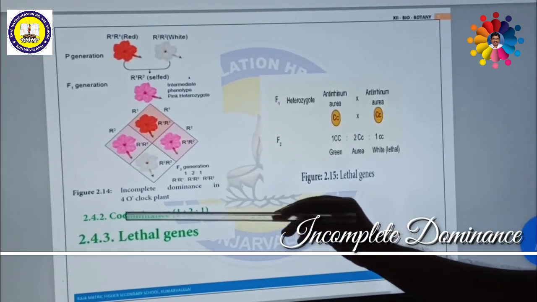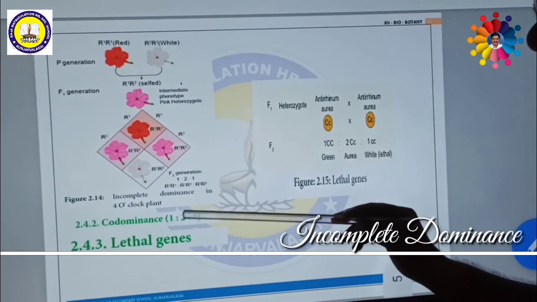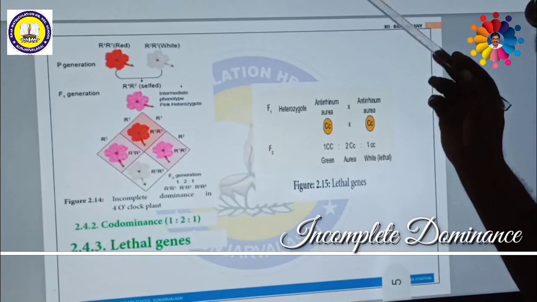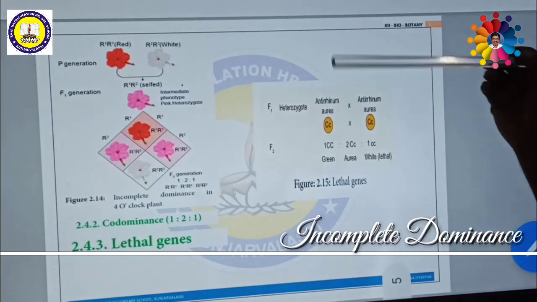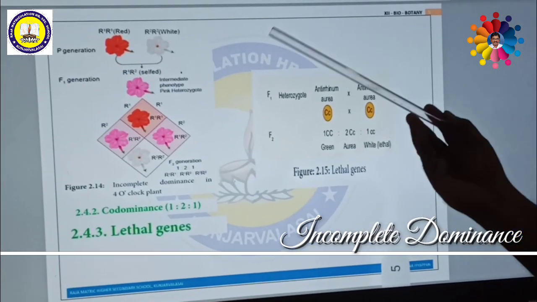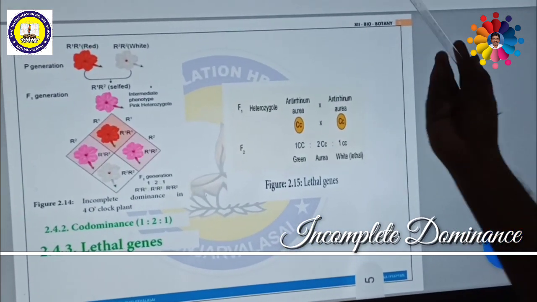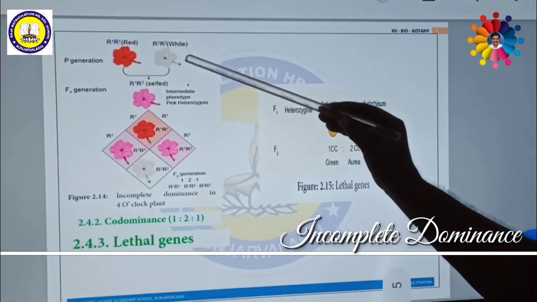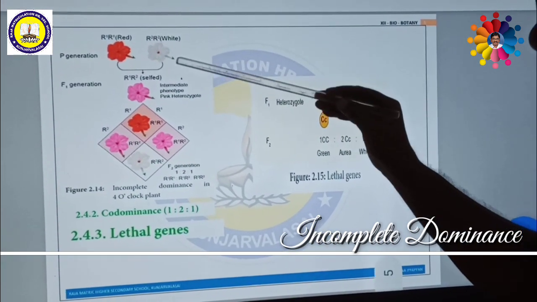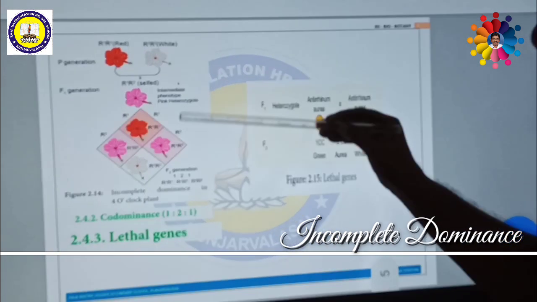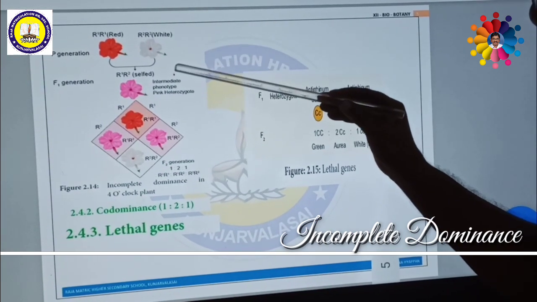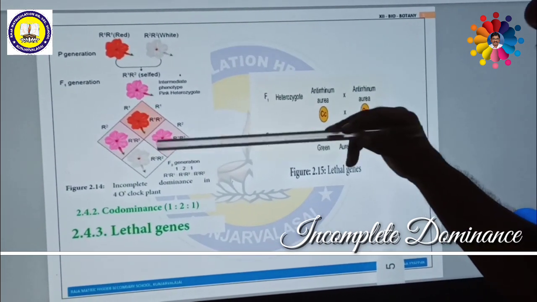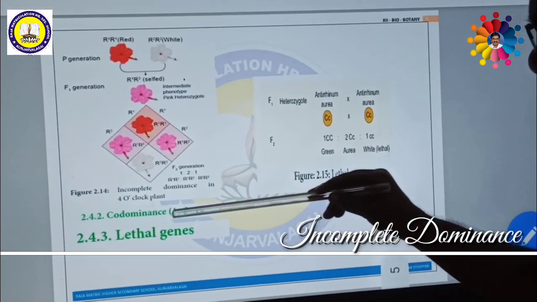Next one we can see codominance. Codominance is nothing but both male and female characters appearing simultaneously. In Camellia, one plant produces 2 different types of flowers. One is a red color flower, another is a white color flower. Now we are going to see about the Camellia plant, which shows codominance.